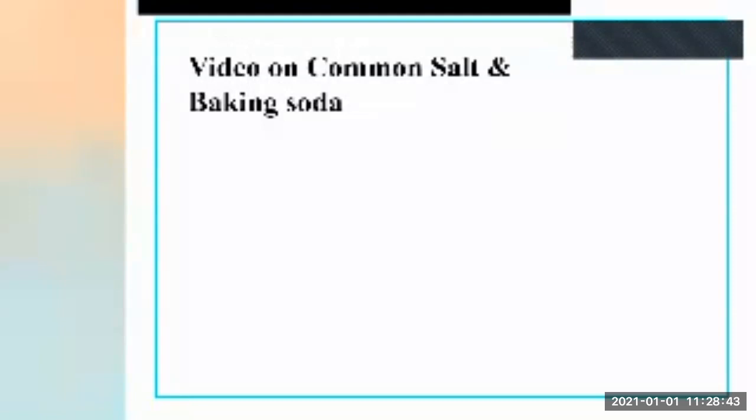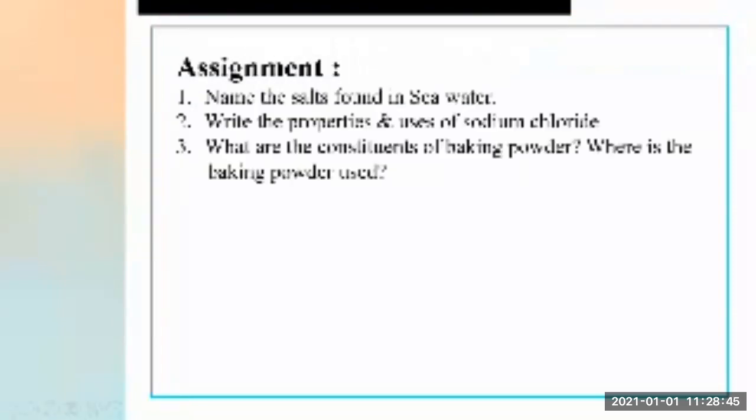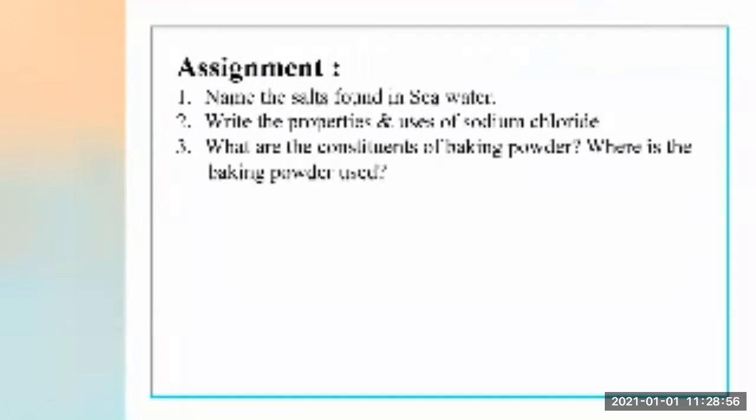Okay, students, so we have just seen a video, a revision of the topic which I have taught you today. Now this is an assignment for you. Take a screenshot of it, name the salts found in seawater, write the properties and uses of sodium chloride, what are the constituents of baking soda, where the baking sodas are used, and show it to your teachers.